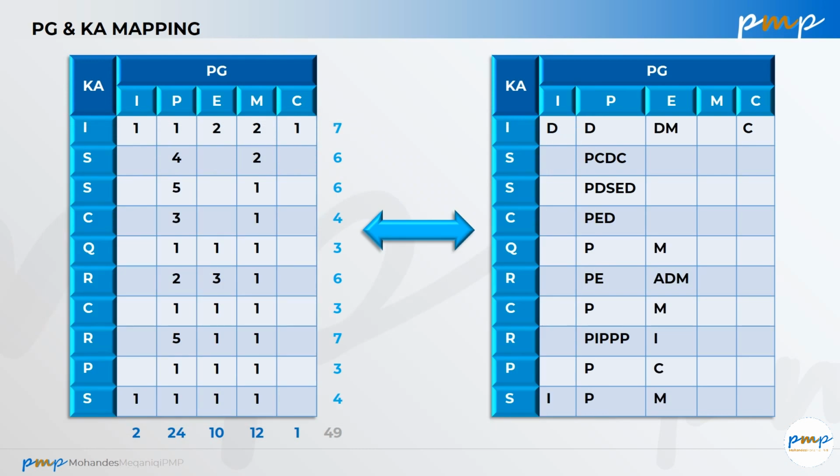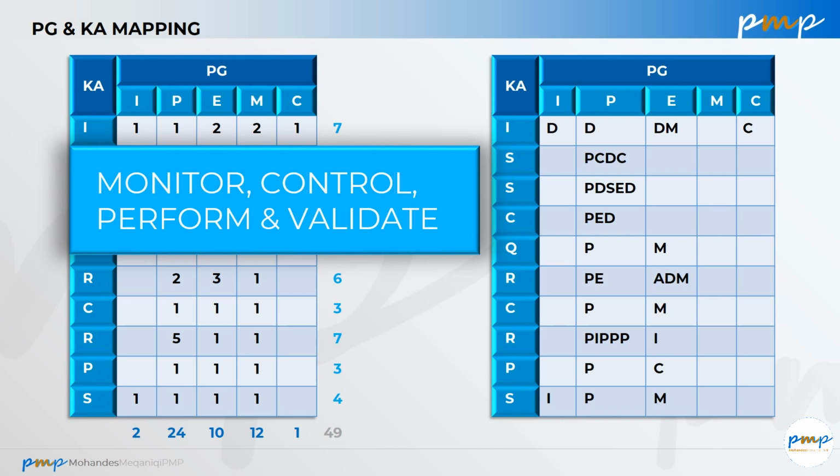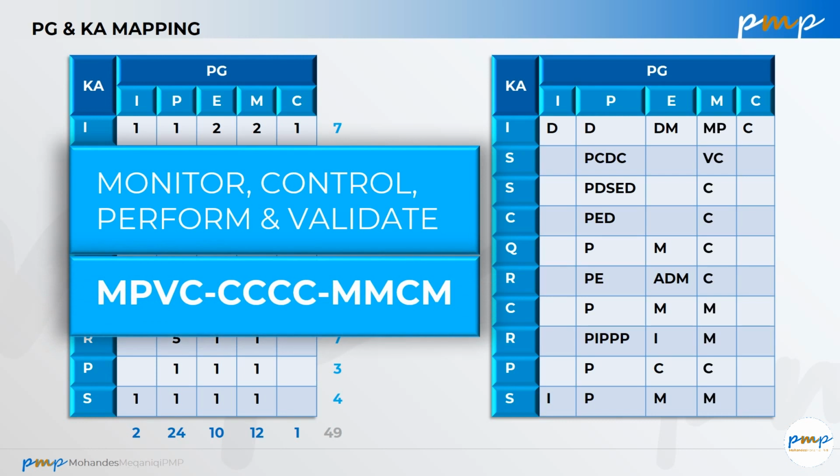The way we can memorize all of the processes in the monitoring and controlling process group is by focusing on flashwords: monitor, control, perform, and validate. Notice that 4 processes here start with monitor and 6 processes start with control. So taking again the first letters of the processes here in monitoring and controlling and applying a rhythm, we have MP, BC, CCCC, MMCM. So follow this rhythm: MP, BC, CCCC, MMCM.